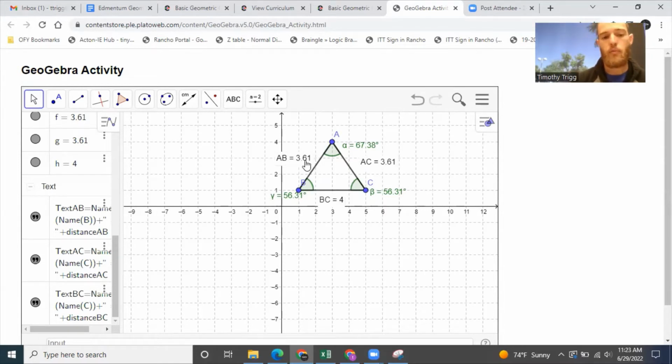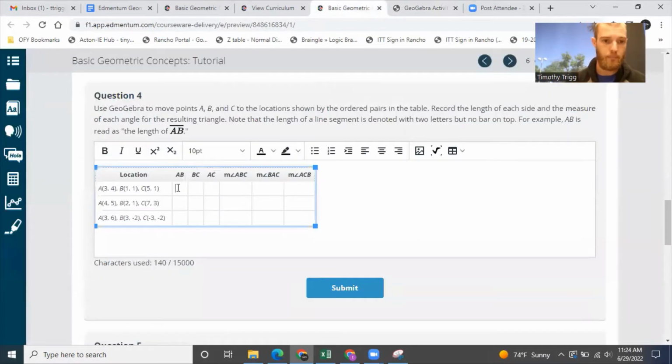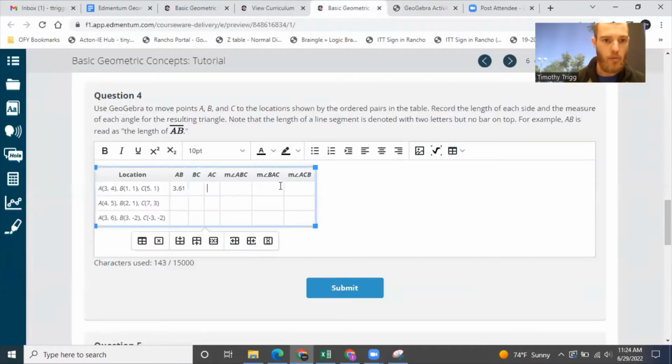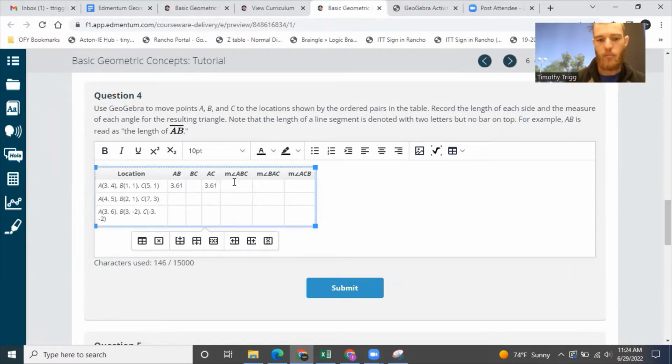Okay, so first the length of AB and AC, they're both 3.61. So right here where it says AB, 3.61, as well as AC. AB and AC are both 3.61. And what was the length of BC? It was 4. Okay, so those are the 3 lengths. Now, what are the measures of the angles?